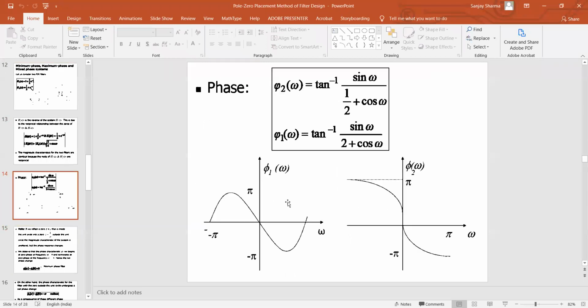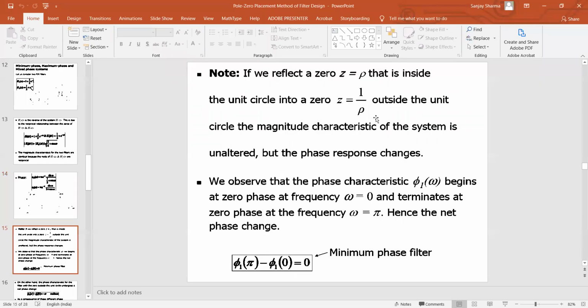So for the first system, when the zero is inside the unit circle, the phase starts from 0. When omega is equal to 0, phase is also equal to 0. When omega is equal to pi, the phase is also pi. But in the second case, when the zero is outside the unit circle, when omega is equal to 0, phase is 0. But when omega is equal to pi, the phase is also pi. So that's what will come as a difference.